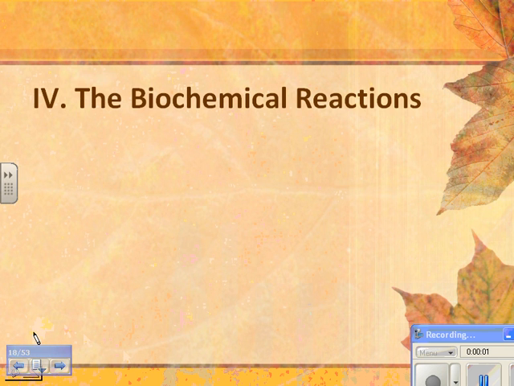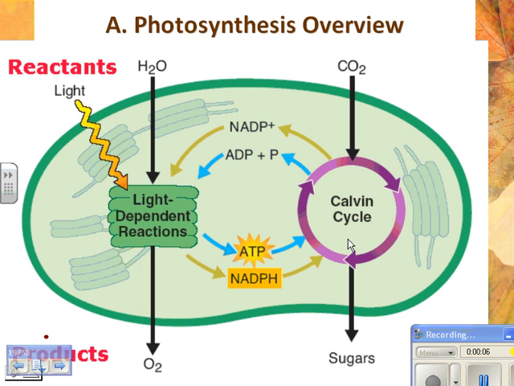So we're talking about photosynthesis today, and we're going to look at the biochemical reactions. This is an overview of the biochemical reactions, and there are two major parts to it. There are the light-dependent reactions, and then there's the Calvin cycle or the Calvin-Benson cycle. These are the light-independent reactions.